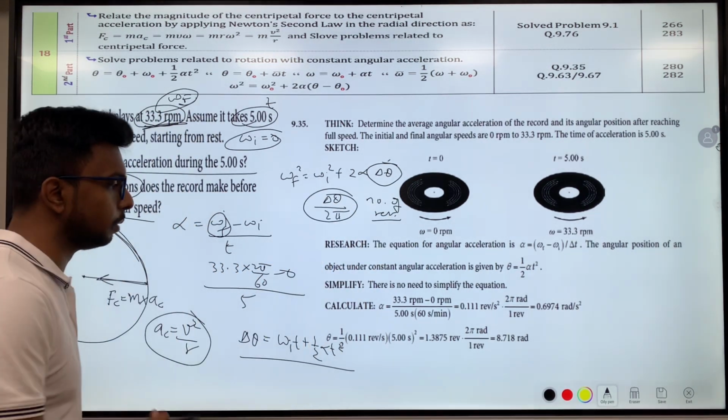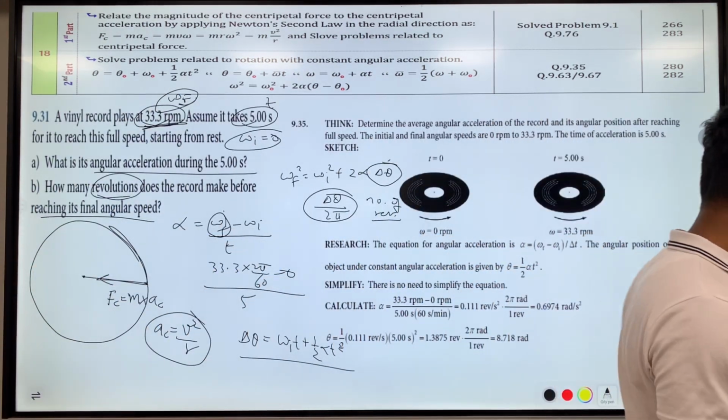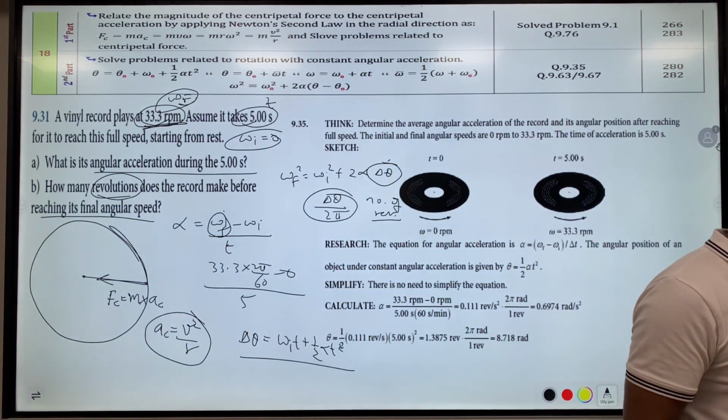How many revolutions did it make? The solution is given, it must be in some different form. You can go through it.